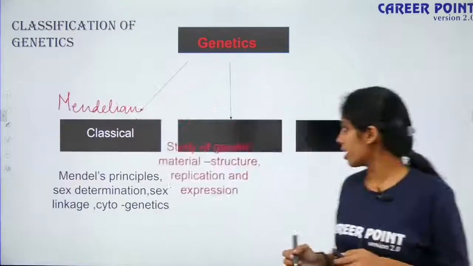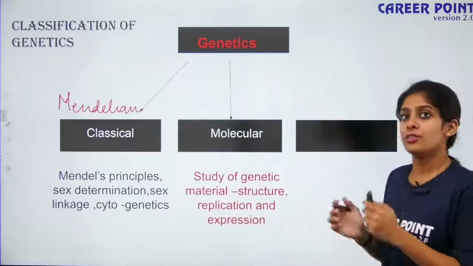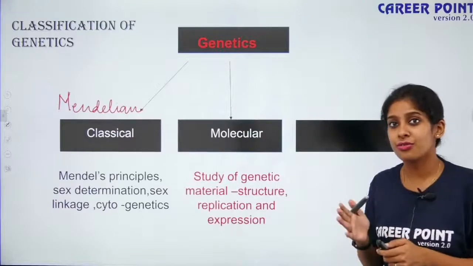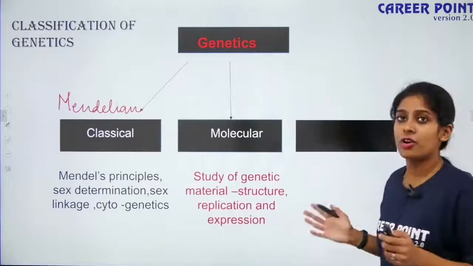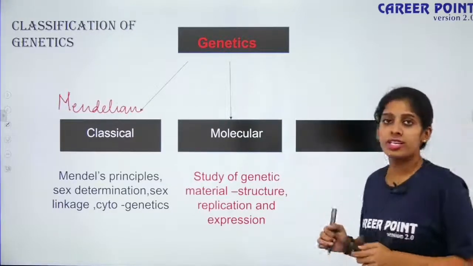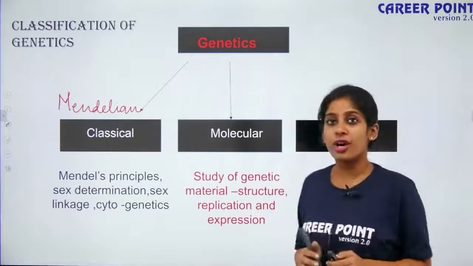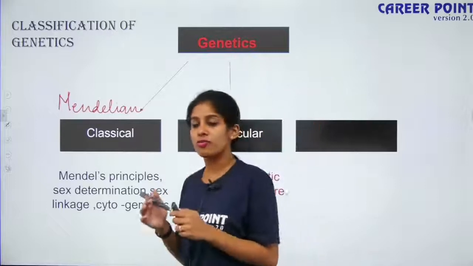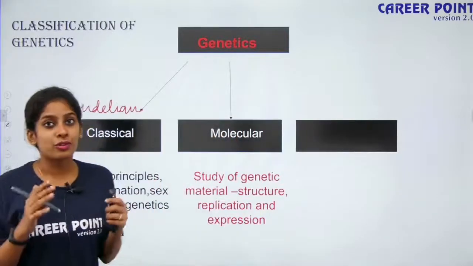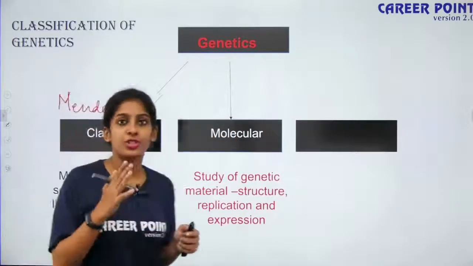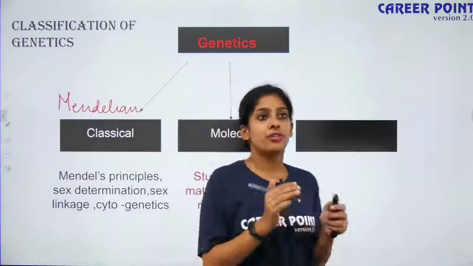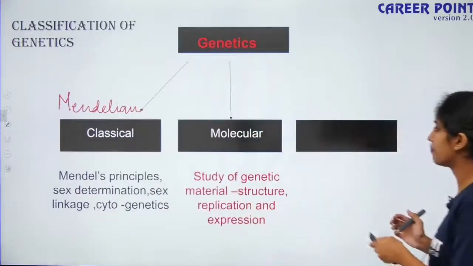The next one is molecular genetics. This is what we have been talking about in the last 4-5 lectures, and today we have started off with a new topic. Molecular genetics is the study of genetic material, structure, replication and expression. Here we spoke about the central dogma of life, and then each process of the central dogma, that is replication, transcription and translation, right? That was the molecular world of genetics.